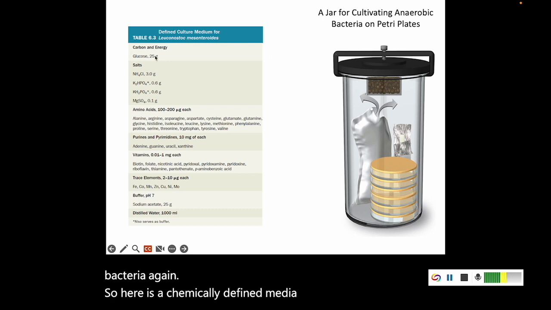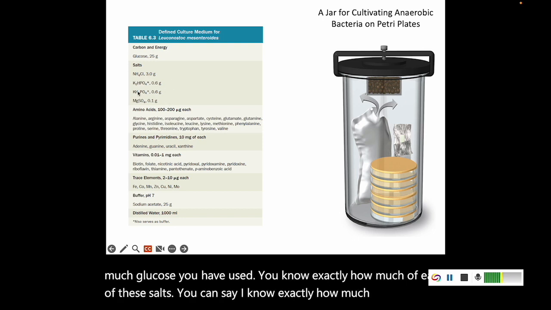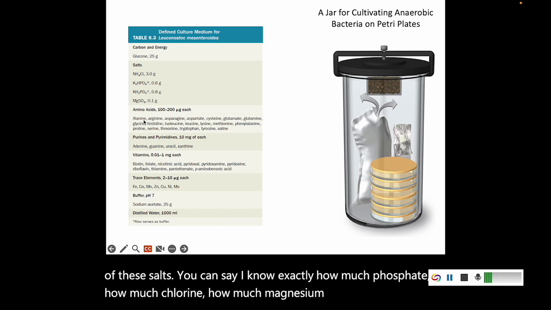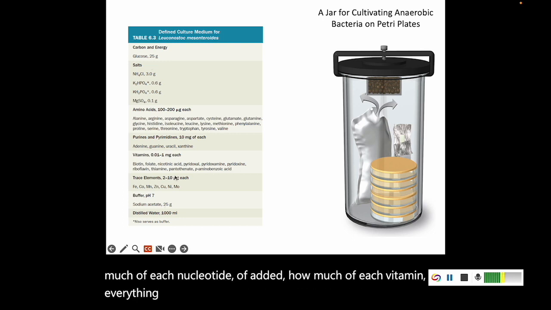So here's a chemically defined media. You know exactly how much glucose you have used. You know exactly how much of each of these salts. So you can say, I know exactly how much phosphate, how much chlorine, how much magnesium I have. I know exactly how much of each amino acid I've added, how much of each nucleotide, how much of each vitamin. Everything is defined. It's a chemically defined media.